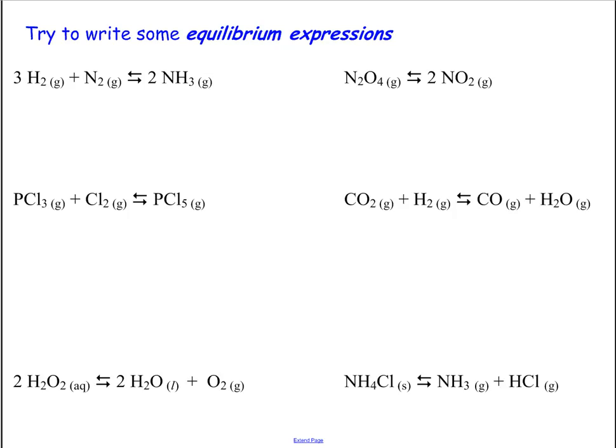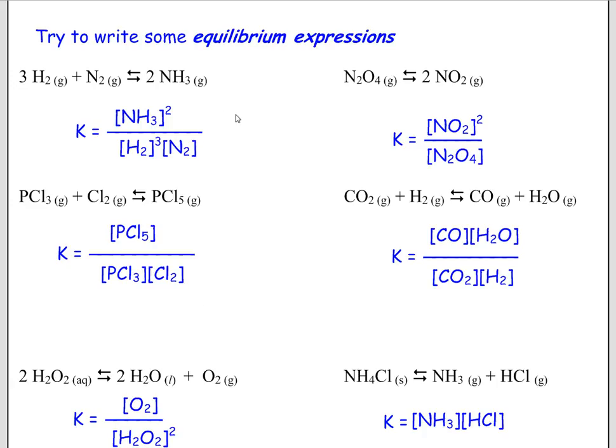All right, do you think you have them? Let's take a look at them. This top one is going to be really important. We're going to use this reaction a lot later on. Ammonia squared over hydrogen cubed times nitrogen. 2 NO2s over N2O4. PCl5 over PCl3 and Cl2. CO and H2O over CO2 and H2. This is a really important reaction. We'll talk about what that is later.